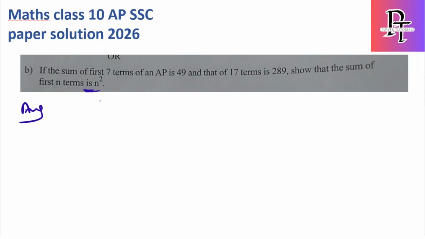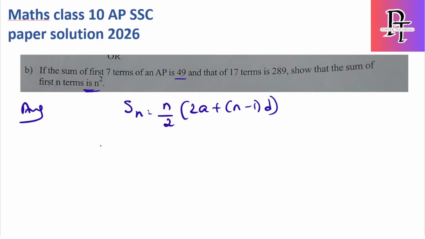So always go for the proof questions, because there you can be 100% confident that you will get full marks for this question. If the sum of the first 7 terms of an AP is 49 and the sum of the first 17 terms is 289, what is the sum of n terms formula? n by 2 into (2a plus (n minus 1) into d).